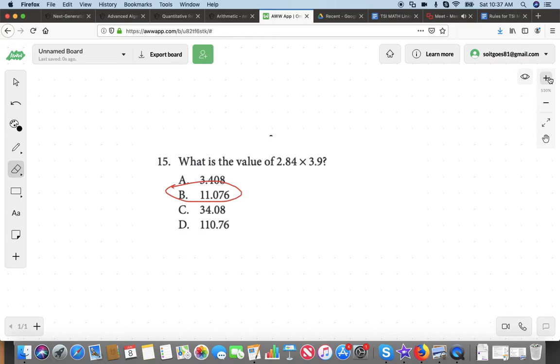I mean, look at A. That's 4. That's less than 3.9. We're not going to multiply 3.9 by something bigger than 1 and get something less. A's gone. That's silly. Answer choice C, 34? Come on. Way too big. Not even practical. Not even possible. With basic estimation. Does that make sense?